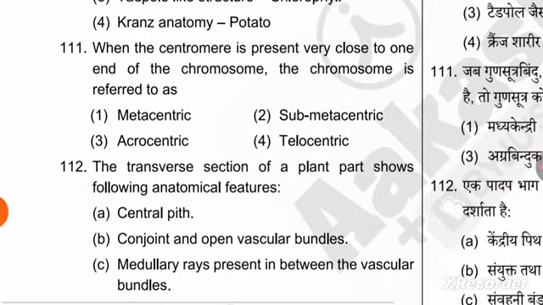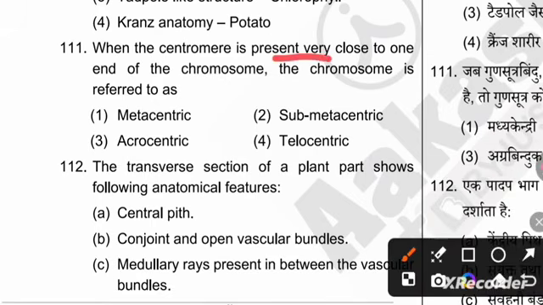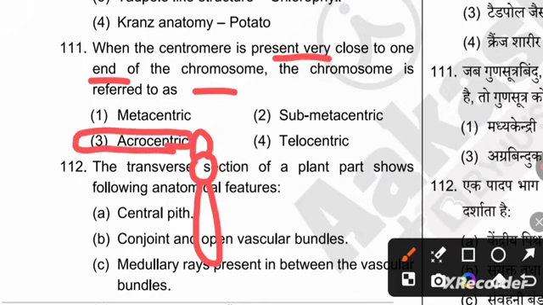When the centromere is present very close to one end of the chromosome, then the chromosome is referred to as acrocentric.